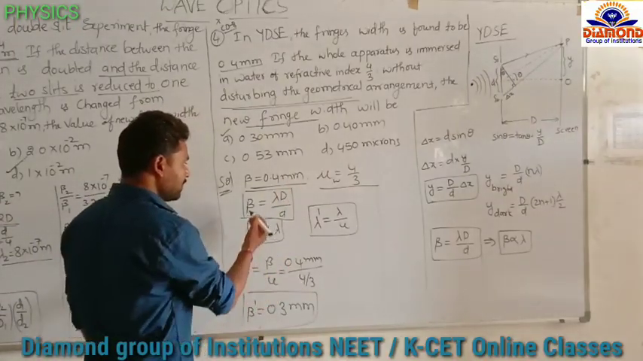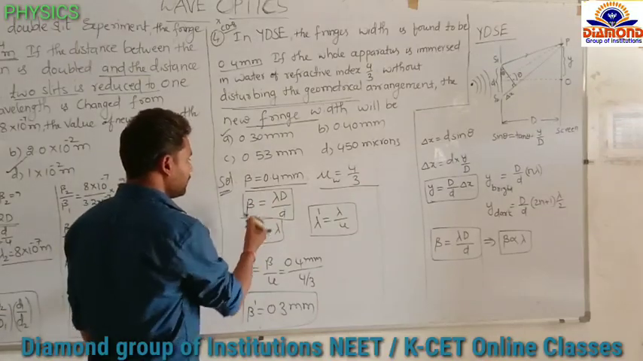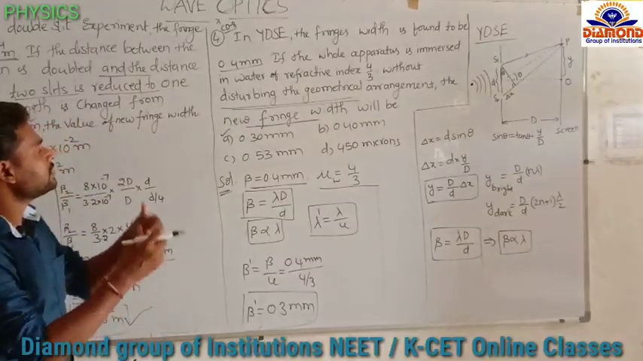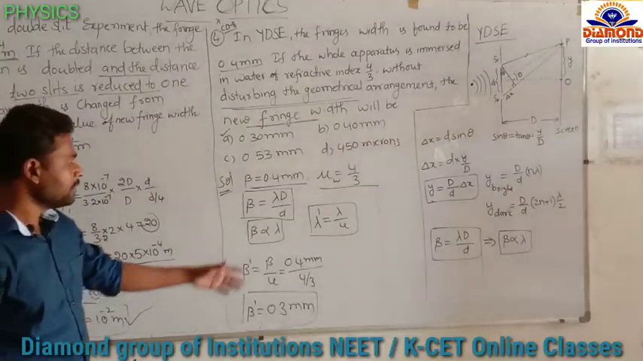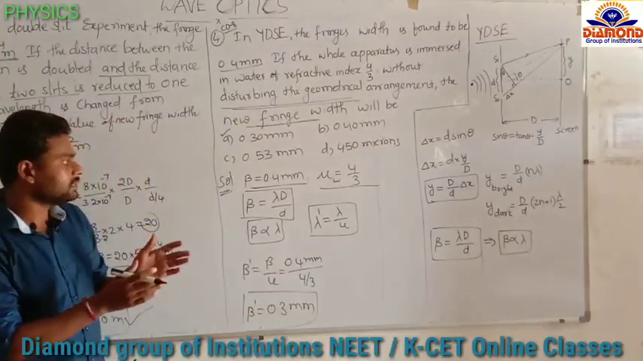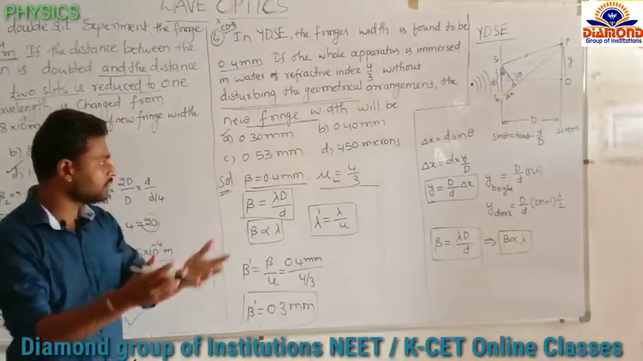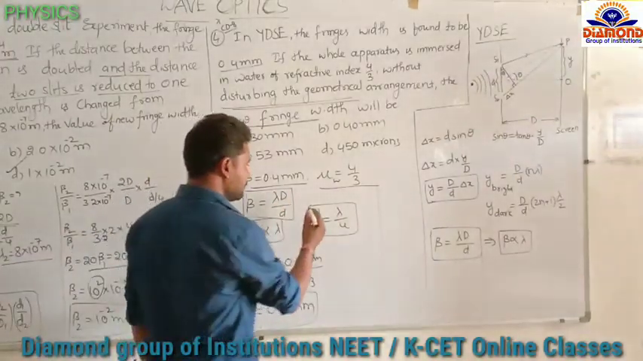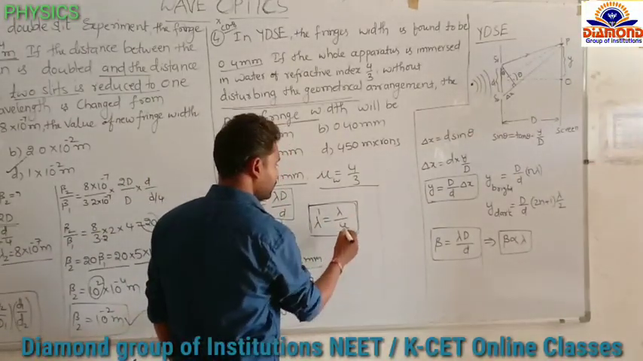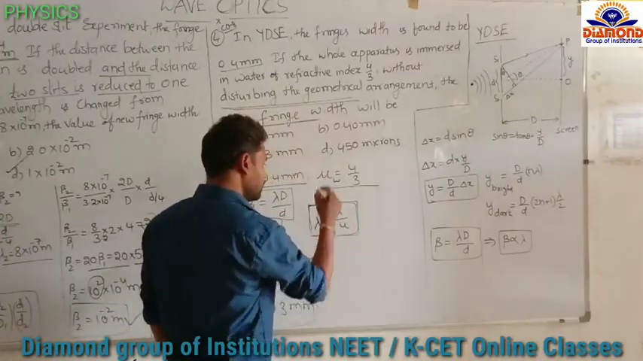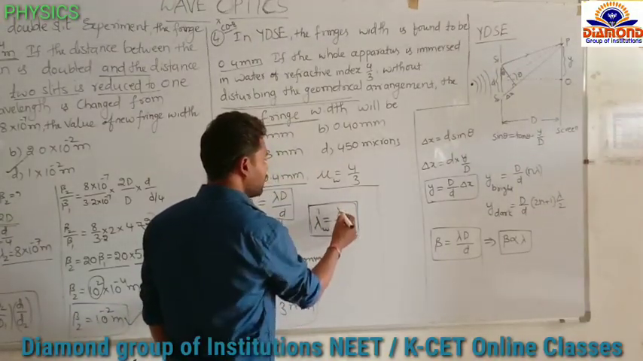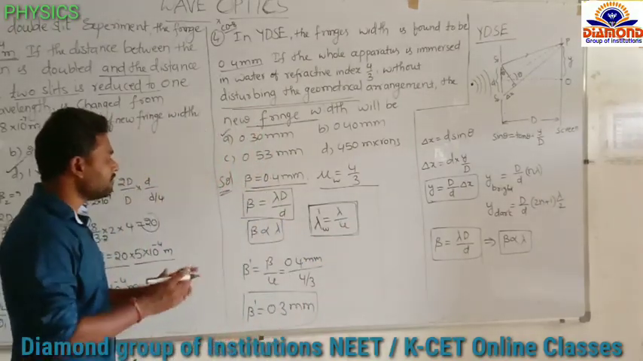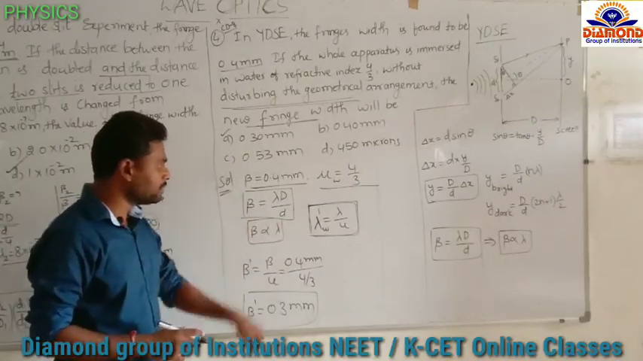Here capital D and small d are not changing, so these two are constants. Then the relationship between the fringe width and the wavelength is beta is directly proportional to lambda. First it is in the air and next they are keeping it in the water. What will happen if the light moves from air or vacuum to water? The wavelength of the light decreases. How much it decreases: lambda dash equal to lambda by mu. Lambda dash is the wavelength in the water, and lambda is the wavelength in the air; it decreases by mu times. In the same way, the fringe width is also directly proportional to the wavelength.